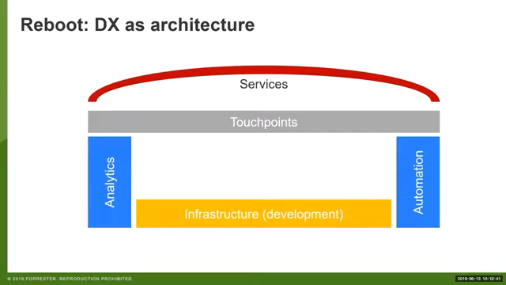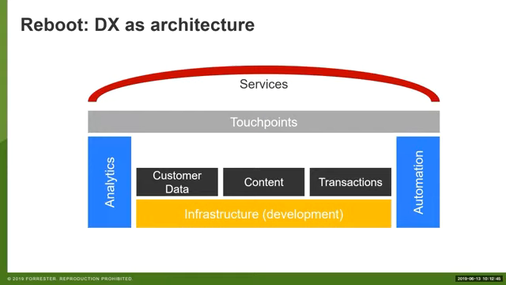We have a hollow box here. Let's fill that in with three areas of data: core data services around customer data, content, and transactions. These platform services are going to be the new anchor tenants to help you streamline your efforts, but also stitch together really complex experiences across different journeys, different touch points over time.